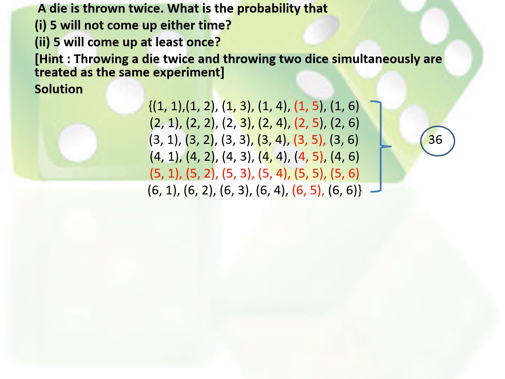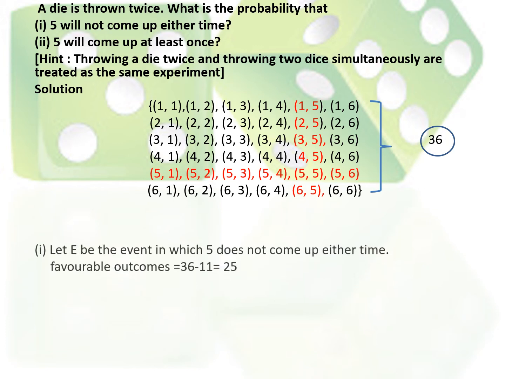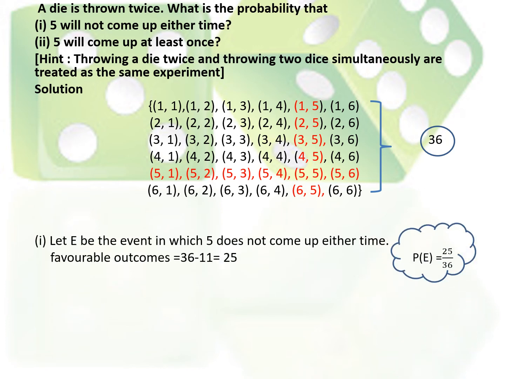So here total outcomes are 36 in number, which are listed on the screen, and I have marked outcomes in red, in which 5 is coming at least once. So the solution of first part is, let E be the event in which 5 is not coming up either time. So the favorable outcomes will be 36 minus 11, which are 25 in number, and the probability will be 25 upon 36.